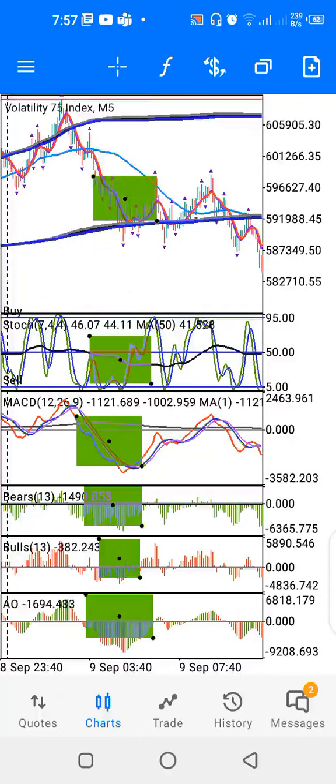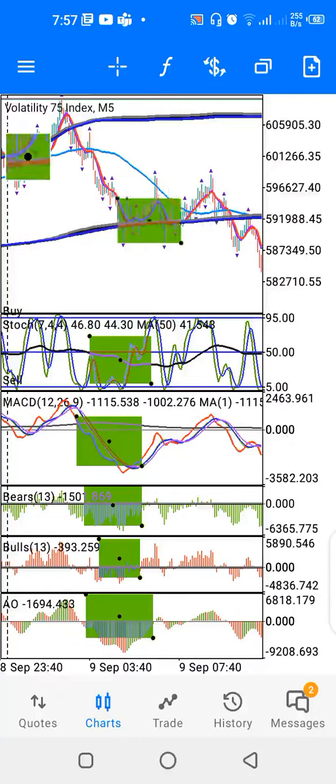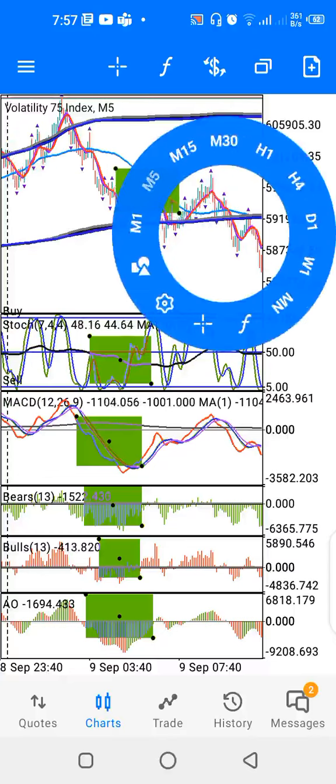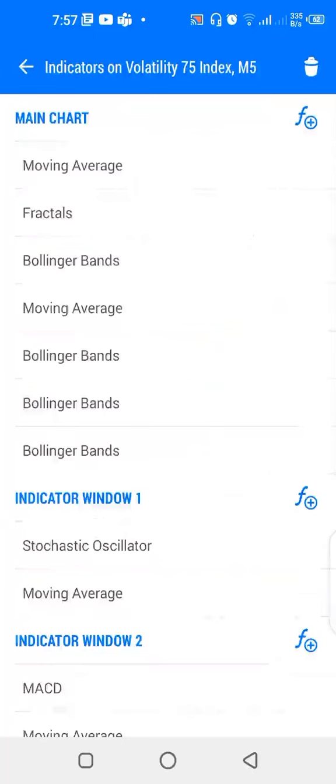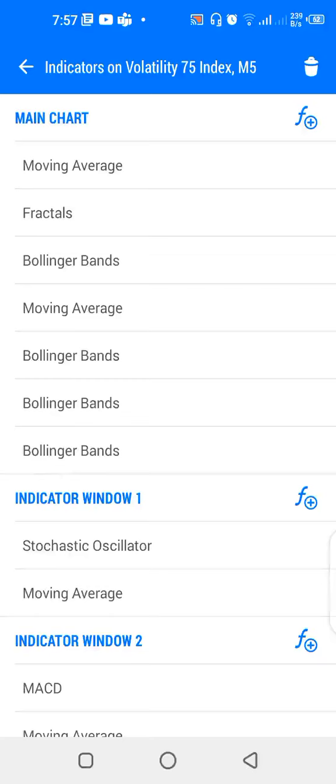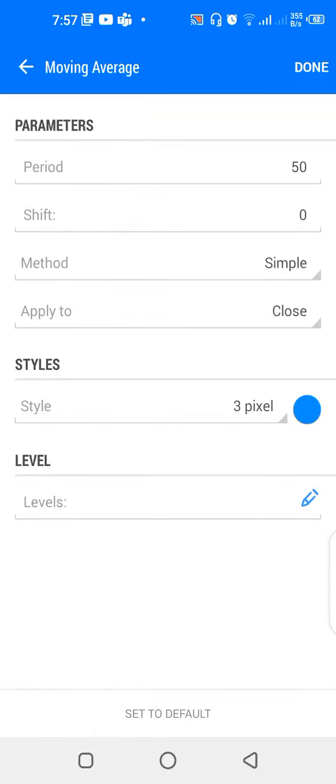Now let's look at the main window. Like I said, this is the main window. Let's look at the indicator settings, the parameters, before I explain how to filter the right signal if you are going to buy or if you are going to sell. Okay, on the main chart we have moving average. The period is 50. The shift is 0. Method is simple. Apply to close. Color is blue.